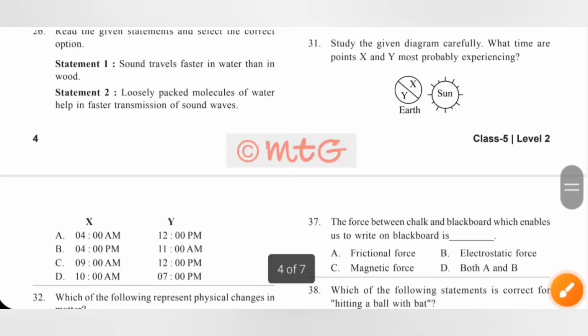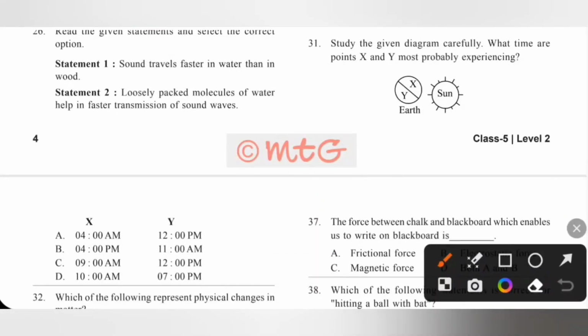31. Study the given diagram carefully. What time are points X and Y most probably experiencing? So the phenomenon of day and night occurs due to rotation of Earth on its axis. The side of Earth, that is X, that faces the sun experiences day, whereas the opposite side, that is Y, experiences night. So here, yes, option D. So side X, the time is 10 AM and then side Y, time is 7 PM. So option D is the correct answer.